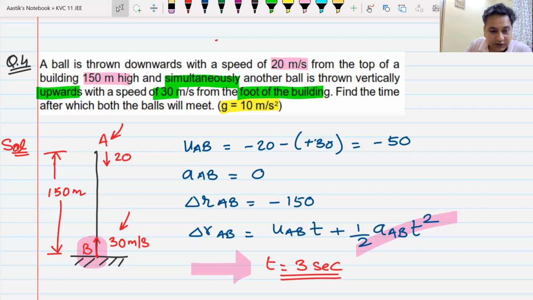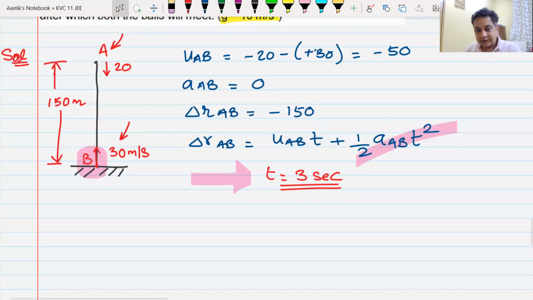I don't know what is wrong with the voice, but I think someone has understood this. So what I do, either I can make the equation of A or I can make the equation of B. If I make the equation of A, I will get displacement from top. If I make the equation of B, I will get displacement from the bottom, from the foot. That is what I want. So I will make the equation of B.